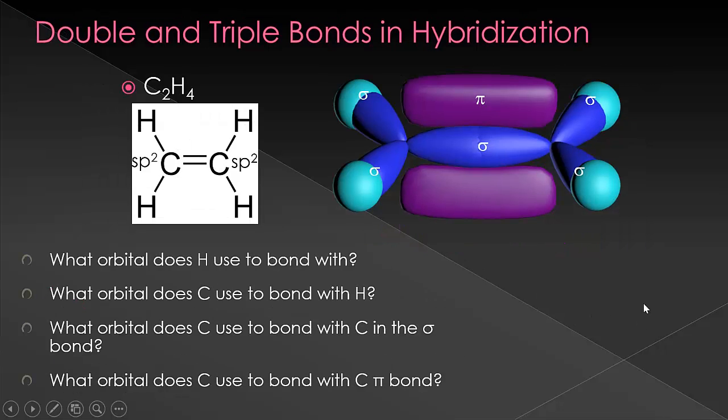Now, let's answer some questions about this. Different ways that I can phrase things. What orbital does hydrogen use to bond with? So in each case, we have a hydrogen that is bonding to a carbon, and it's going to use one of its orbitals to do it. Well, what is the only hydrogen orbital that we have to work with here?